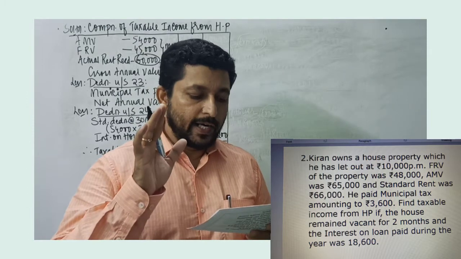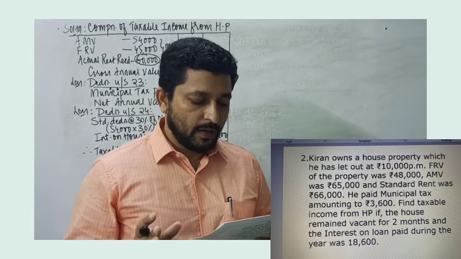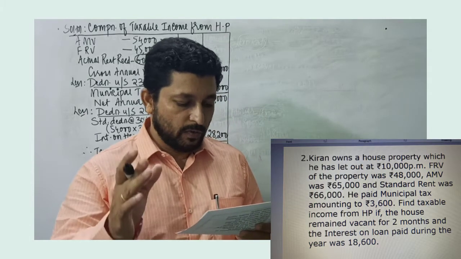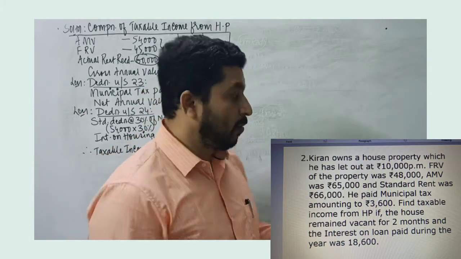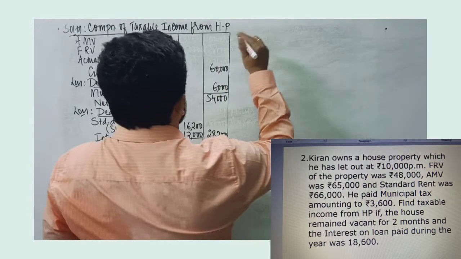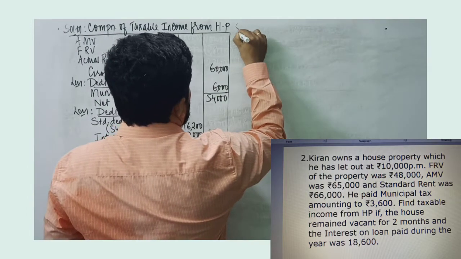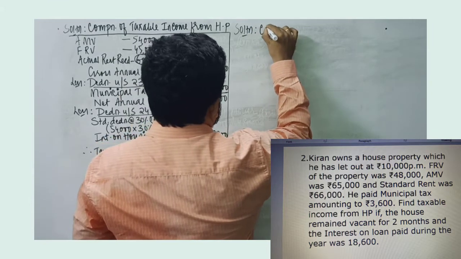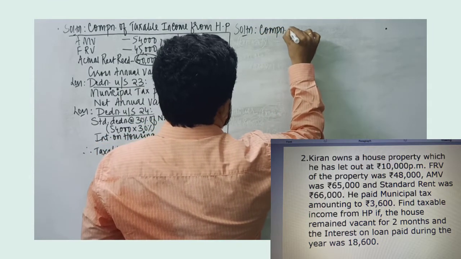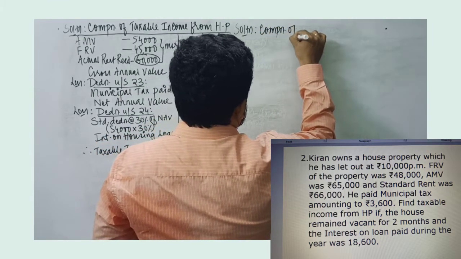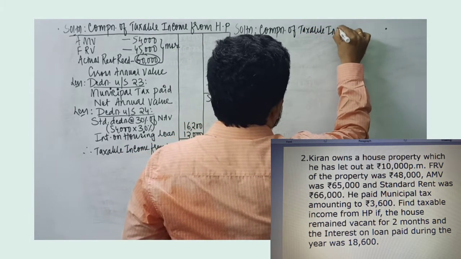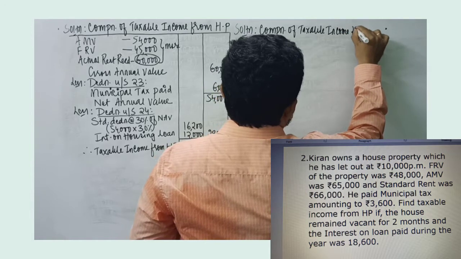So rent per month is given, the house remained vacant for 2 months is given, and also we have interest on housing loan paid as well. So once again I take the solution to this question number 2. I record over here computation of taxable income from house property.